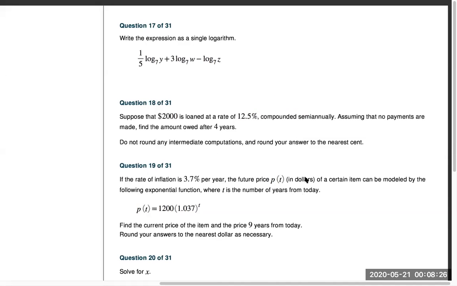Okay, number 17 is our last one. Write the expression as a single log, so that means we're going to want to compress.